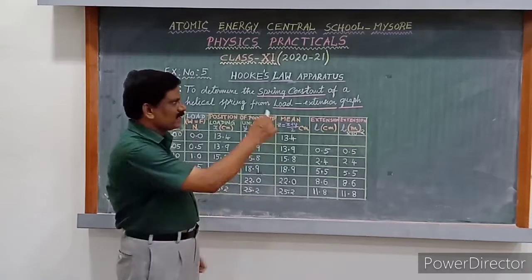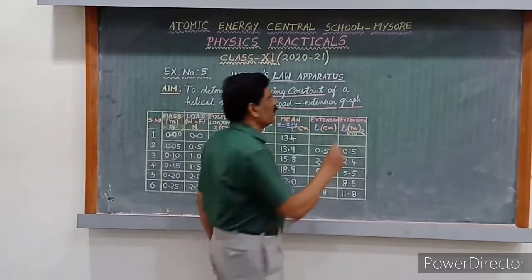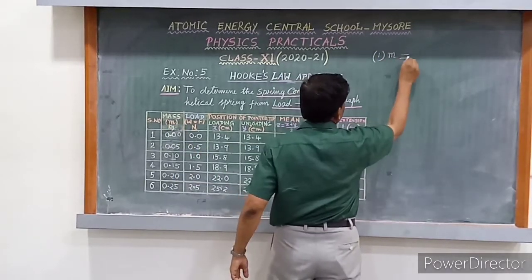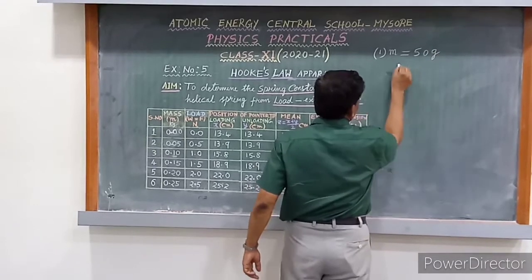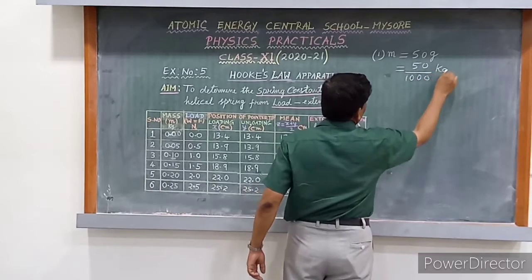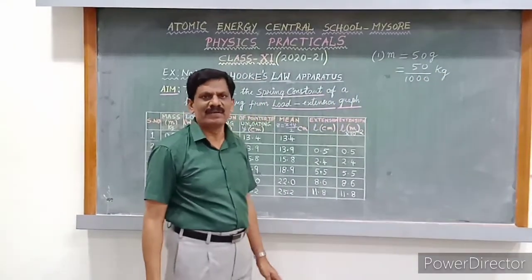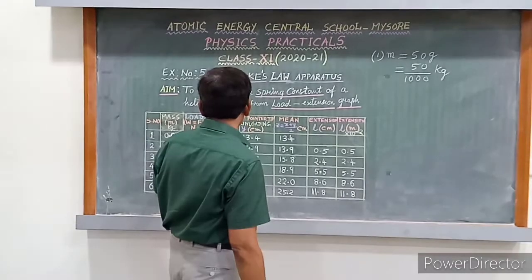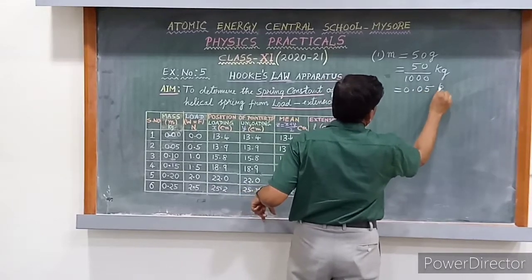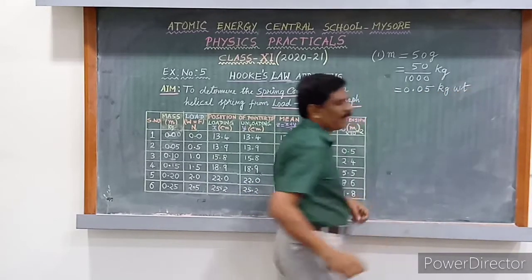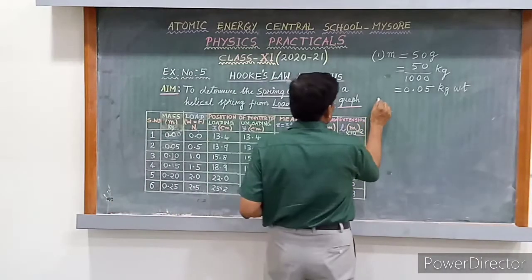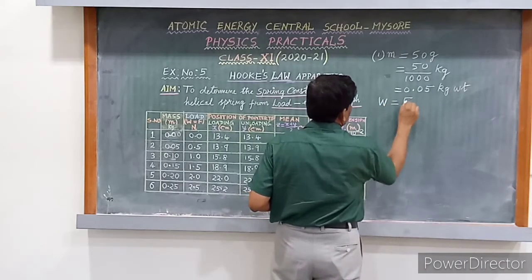I am going to explain some information on the board. First, you see here the mass. The mass M is equal to 50 gram, which is 50 divided by 1000 in kilogram. Is it not? So it is equal to 0.05 kilogram weight. And now the corresponding weight is the load.